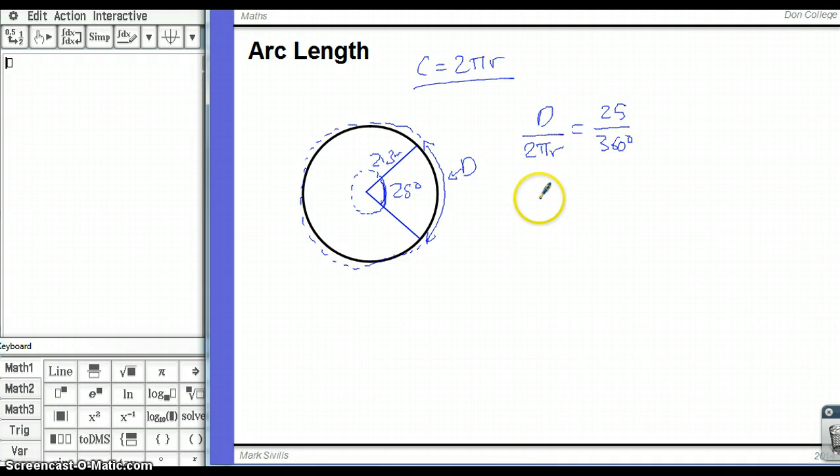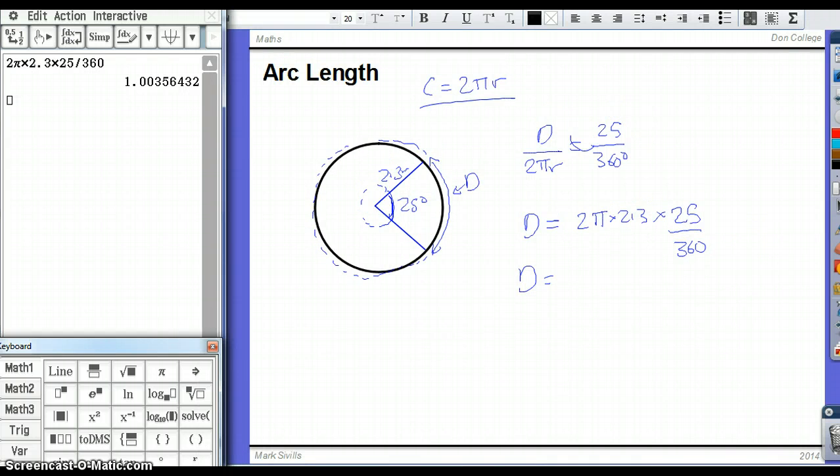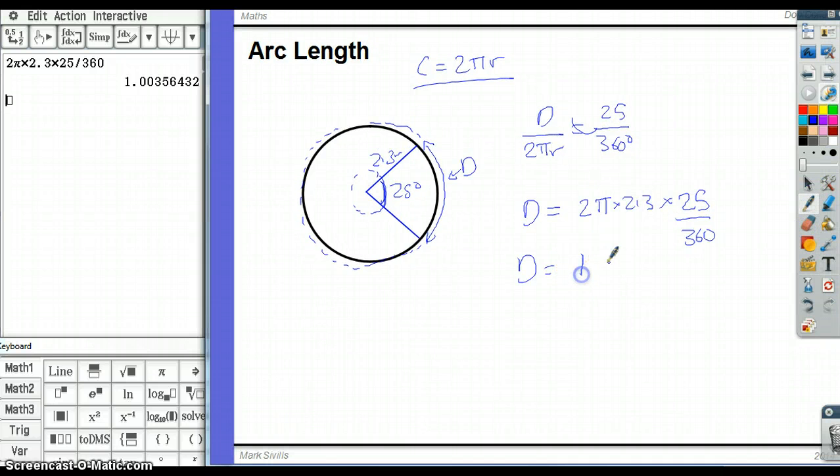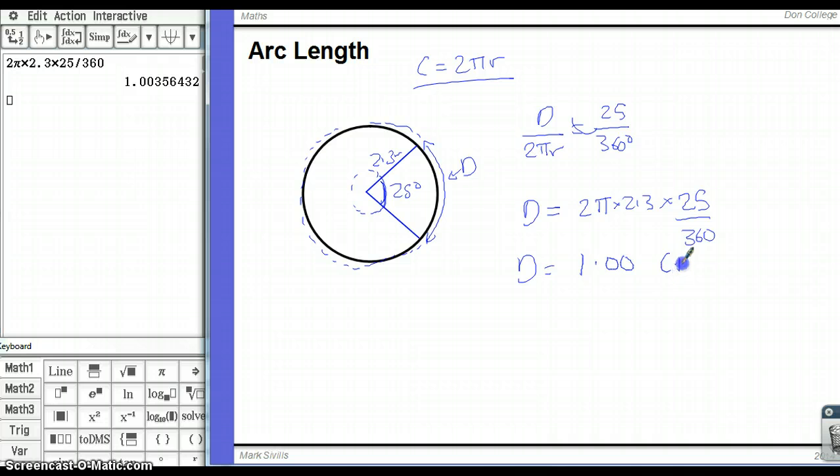If we just rearrange that, we can get our distance D is 2 pi r, which is 2.3, times 25 out of 360. So I've just substituted in the radius there. And what I did was I multiplied both sides by 2 pi r, so it cancels out here and it multiplies here. So 2 pi times r times 25 over 360. Now, you should be able to work that out. And I got, interestingly, 1 to 2 decimal places. So it's 1.00 to 2 decimal places.